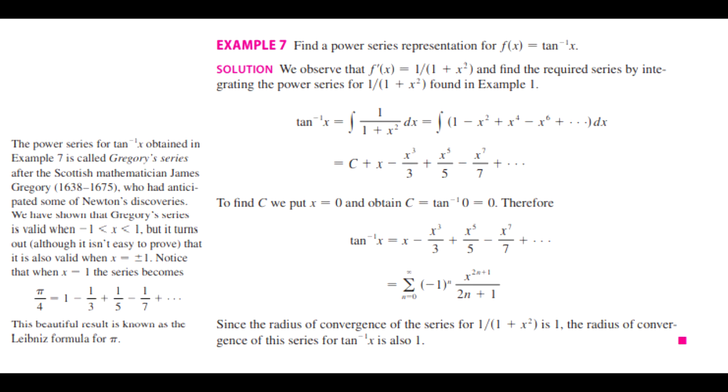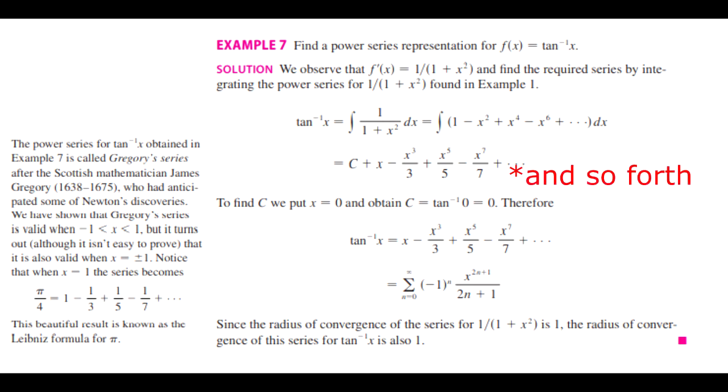Find a power series representation for f of x equal to arctan of x. So we have observed that f prime of x is equal to 1 over 1 plus x squared. That is the key observation for arctan x. And it is manipulated, and from this question, we have to find the required series by integrating the power series for 1 over 1 plus x squared. Now, arctan of x is equal to the integral of 1 over 1 plus x squared dx. And finally, it comes up with c plus x minus x cubed over 3 plus x raised to 5 over 5 minus x raised to 7 over 7.